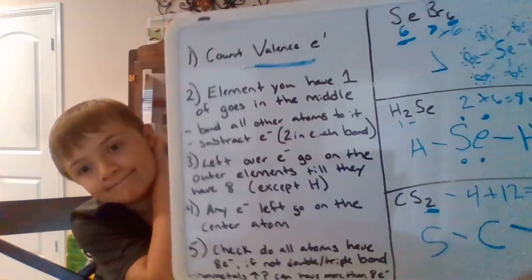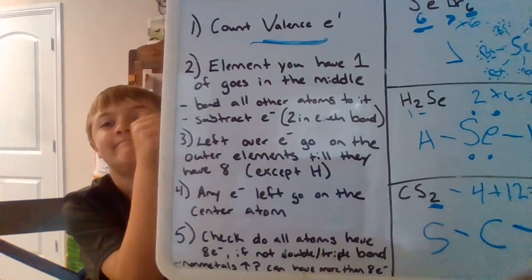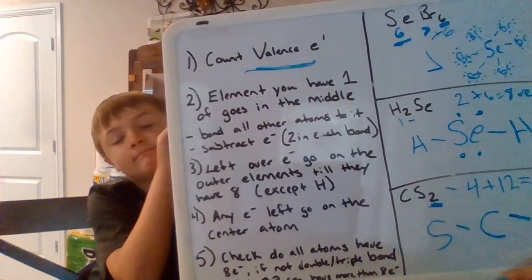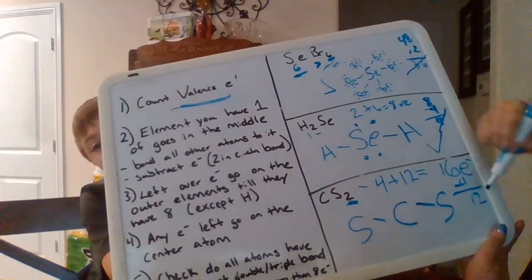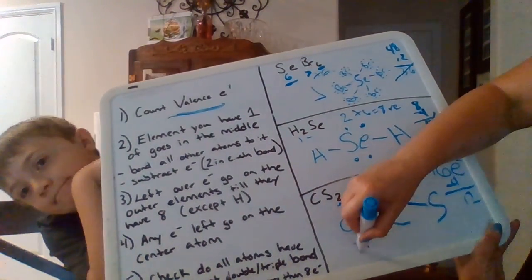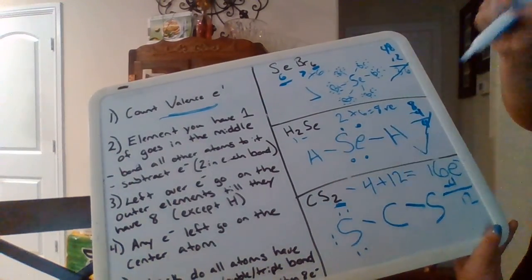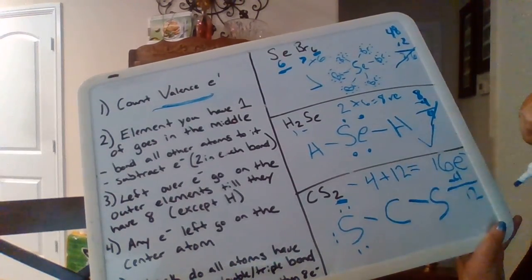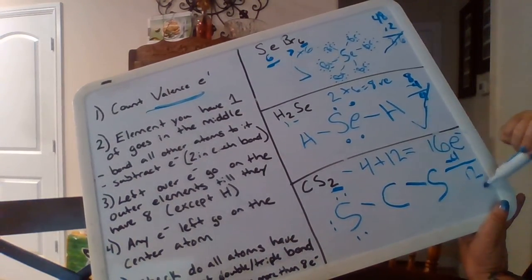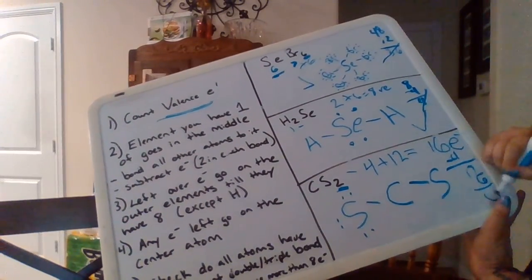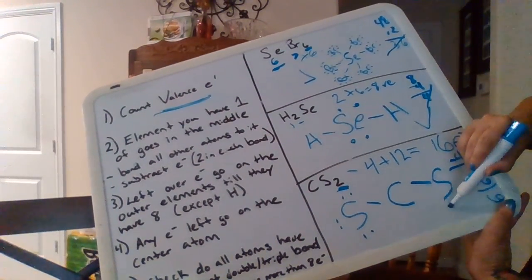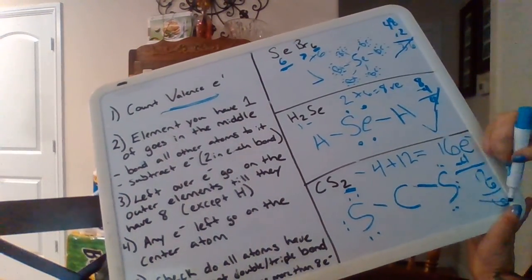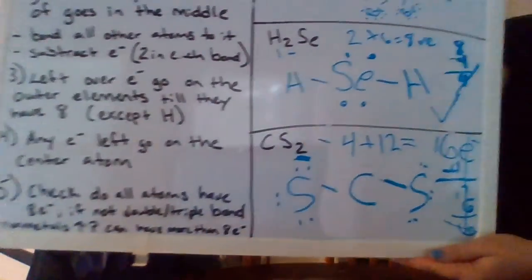So rule number 3 says leftover electrons go on the outer elements until they have 8, except for hydrogen. But these aren't hydrogen, these are sulfurs, so I need to fill them up till they have 8 to make them stable. So with my 12 remaining electrons, 1, 2, 3, 4, 5, 6, that's all I can put on sulfur because it already has that bond of 2. So 2, 4, 6, 8, it's done now. I've used 6 of my 12, and I have 6 left, which is exactly how many I have for the other sulfur. 1, 2, 3, 4, 5, 6, and the bond gives it 7, 8. So I've used up all my electrons. Can't put any more in the picture.